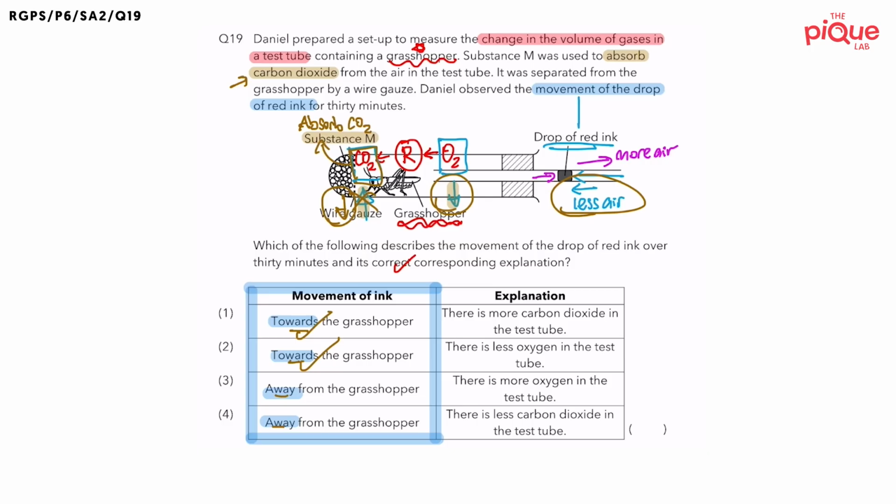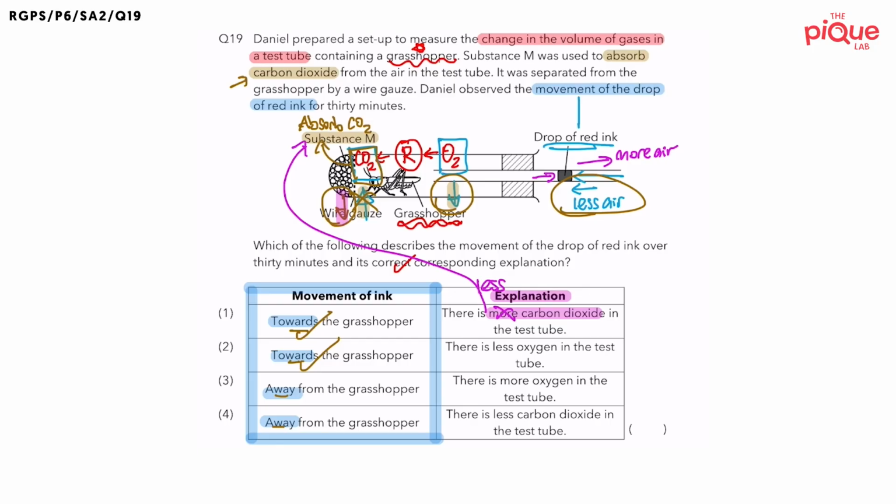So let's look at the explanation given on the right side. Option 1 says that the ink moved towards the grasshopper because there is more carbon dioxide. Look at our annotation earlier on. Did we say that there's more carbon dioxide? No, in fact, there is less carbon dioxide. And why is there less carbon dioxide? This is because carbon dioxide is being absorbed by substance M, which tells us that option 1 is wrong, and our correct option will be number 2.